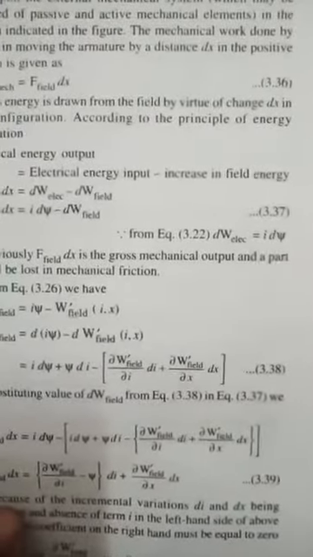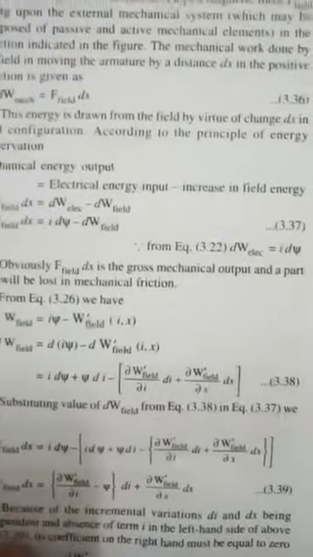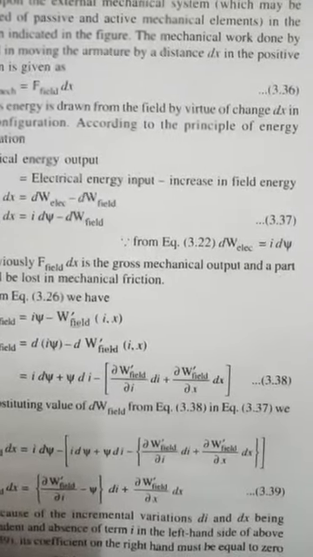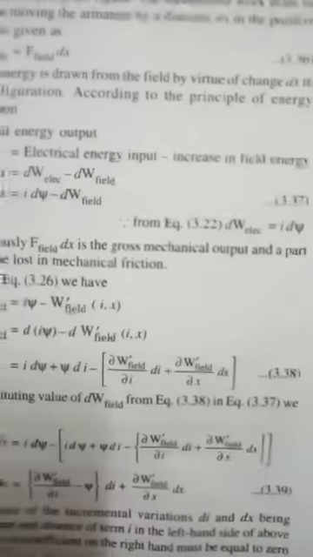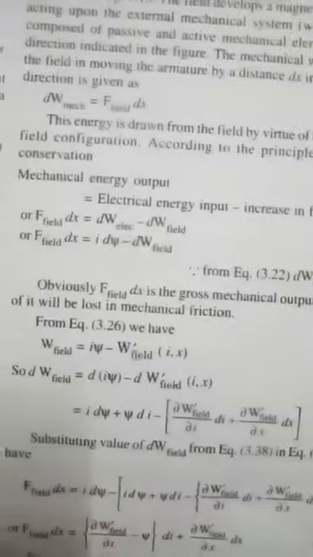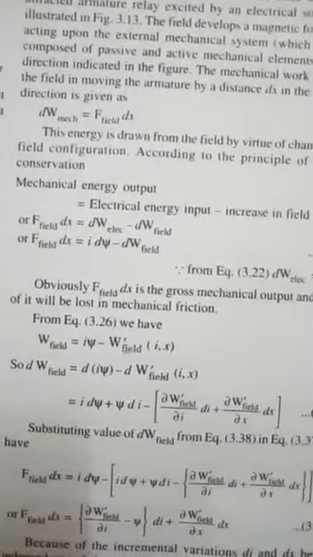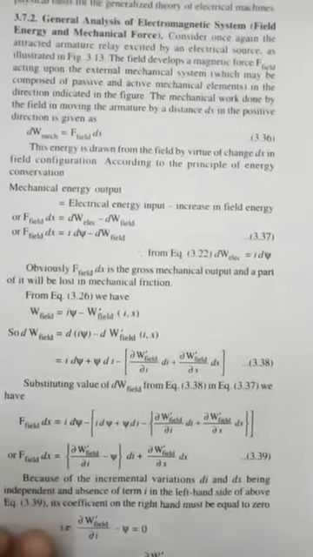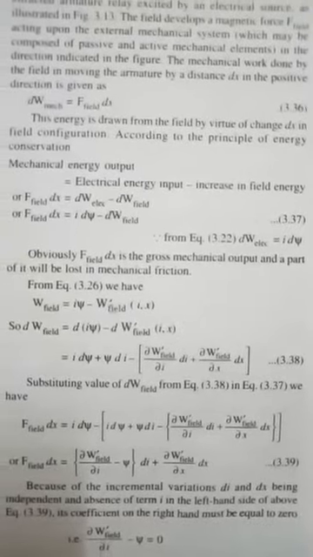So this is the general analysis of an electromagnetic system. We have to consider the attracted armature relay excited by an electrical source. The field develops mechanical force F field acting upon the external mechanical system. Mechanical work done by the field is given as dW mechanical equals F field dx. This energy is drawn from the field by virtue of the change dx in field configuration. According to the principle of energy conversion, mechanical energy output is electrical energy input minus increase in field energy.